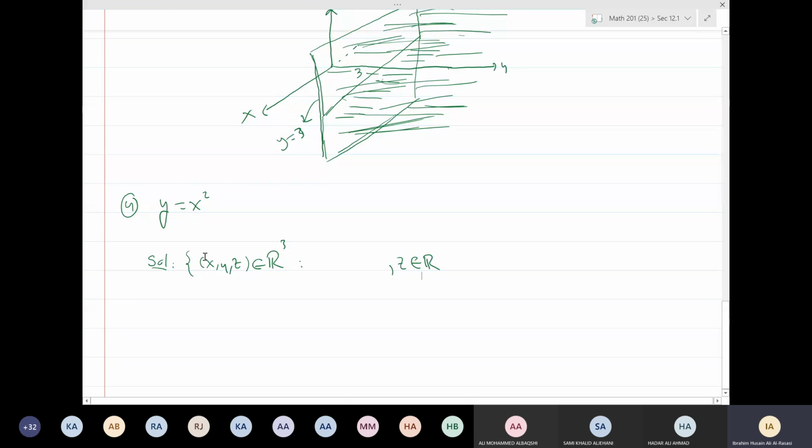We have a relation between the coordinates, something different. In the previous example, there is no relation between the x coordinate, y coordinate, or z. They are different. Now, there is a relation between the x coordinate and the y coordinate, which is y equals x squared. Now, in this case, how to sketch these points?